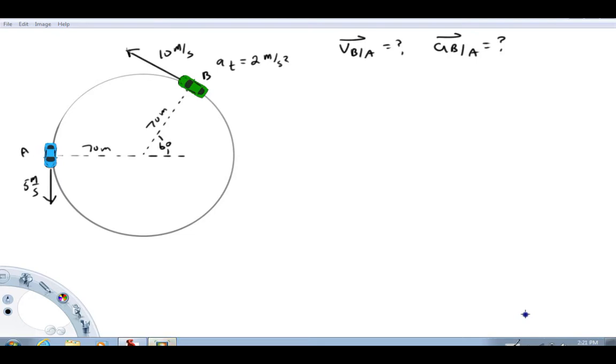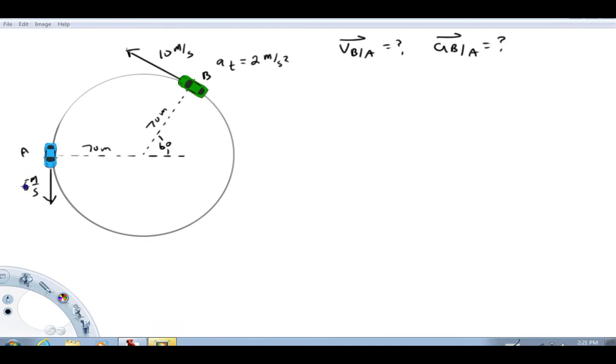The purpose of this video is to demonstrate how to find the velocity and acceleration of one object with respect to another. What we're looking at here is a pair of vehicles. Vehicle B here is moving at 10 meters per second and has a tangential acceleration of 2 meters per second squared.